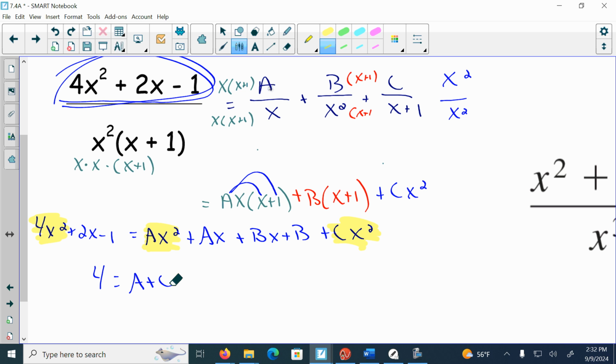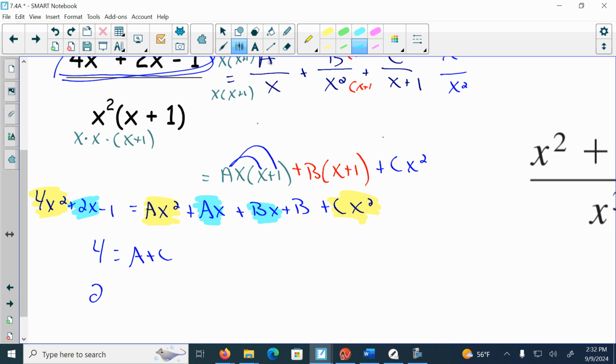Then I'm going to go in order. So here I have 2x, linear terms, yes. Ones with just an x. And so I'm going to have 2 is equal to a plus b.